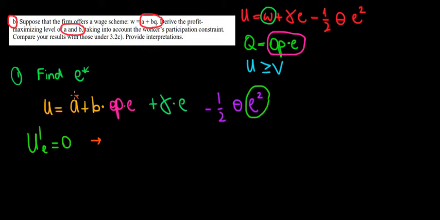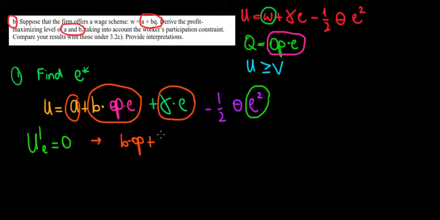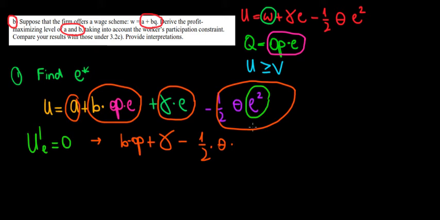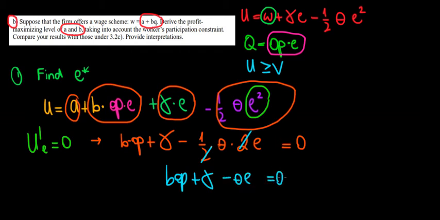So we start from here. A derivative with respect to effort is just a constant, so it's 0. B times theta times E, the derivative with respect to the effort level is just B times theta, plus gamma times E, the derivative is just gamma, minus 1 over 2 theta E squared, the derivative is 1 over 2 times theta times 2E. Make it equal to 0. Now, cancel out some stuff. 2 and 2 go away, so we have B theta plus gamma minus theta times the effort level equals 0.